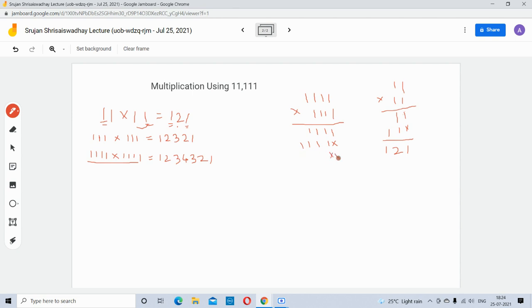You again leave two places and write 1, 1, 1, 1. You leave three places and write 1, 1, 1 and 1. So simply add it. Here it is 1, here it is 2, here it is 3, here it is 4, again here it is 3, here it is 2 and here it is 1. So this is how you are going to get the answer. This is the simplest way when you multiply all ones by all ones.